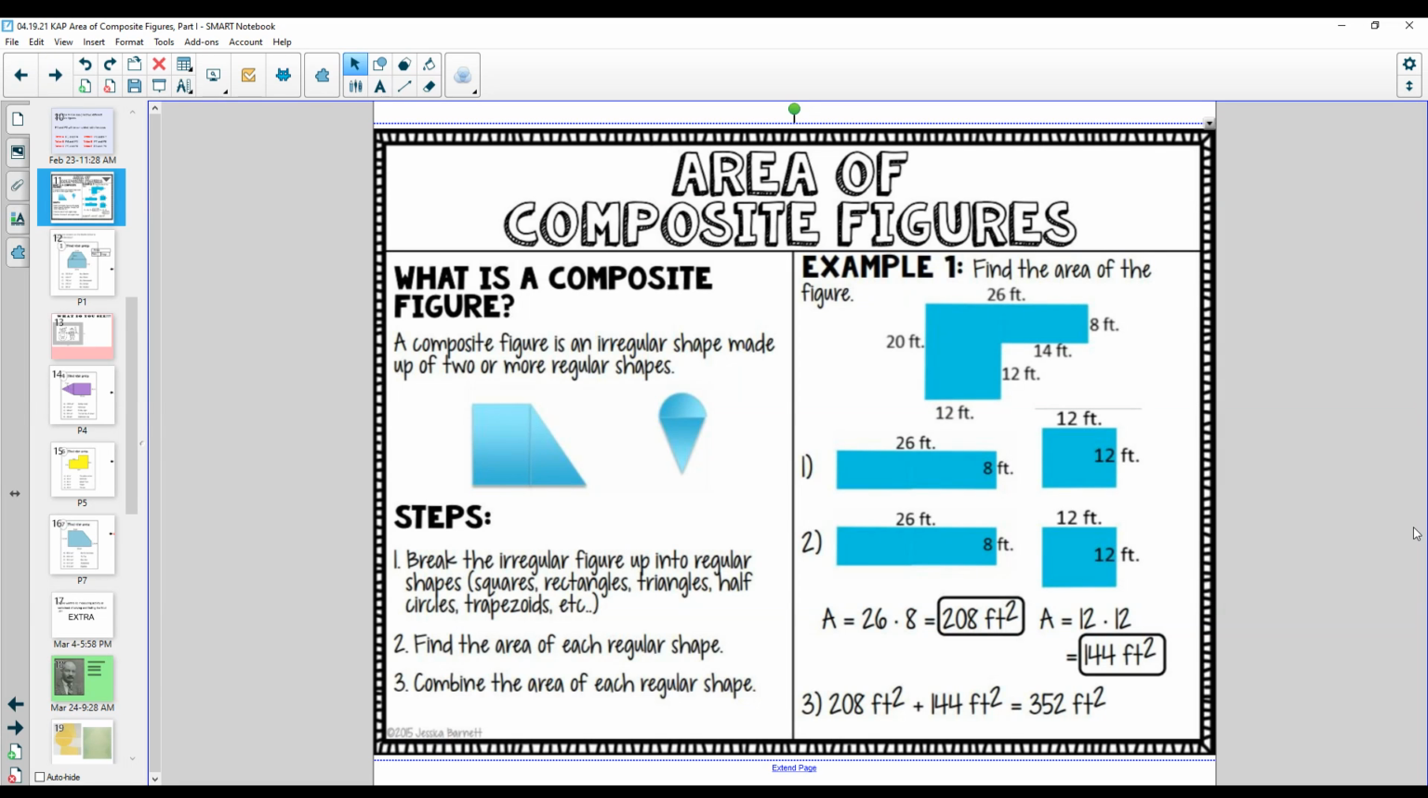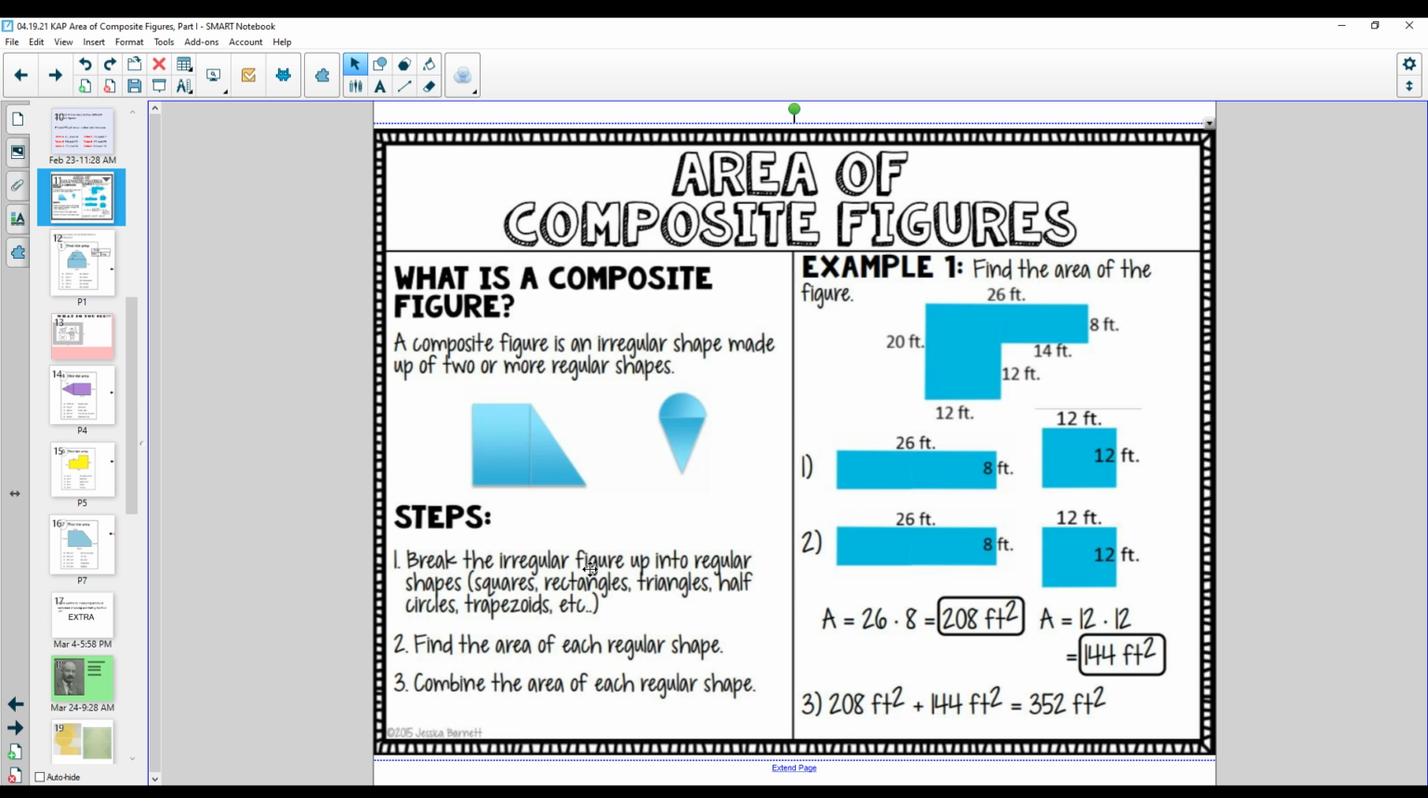Today's lesson is over area of composite figures. Well, what is this? Well, a composite figure is an irregular shape made of two or more regular shapes. For example, this is a rectangle that's connected to a triangle. This is a triangle connected to something called a semicircle, which we'll be learning in a month from now.